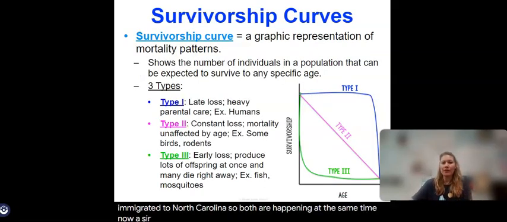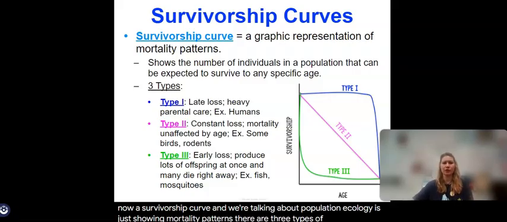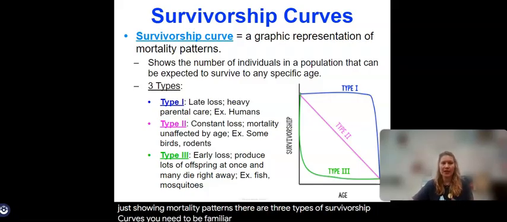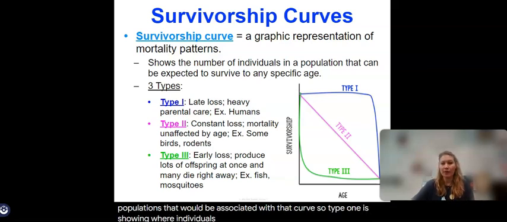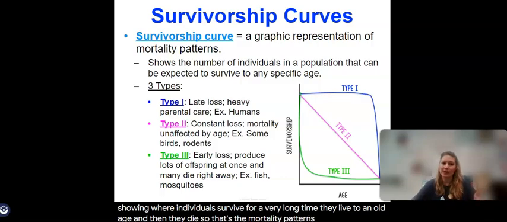Now, a survivorship curve, when we're talking about population ecology, is just showing mortality patterns. There are three types of survivorship curves you need to be familiar with and need to be able to identify the populations that would be associated with that curve. So type 1 is showing where individuals survive for a very long time. They live to an old age and then they die. So that's the mortality pattern for humans.